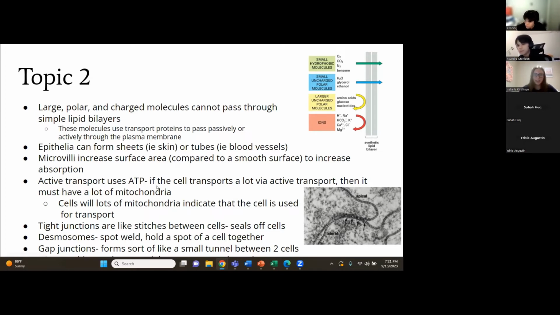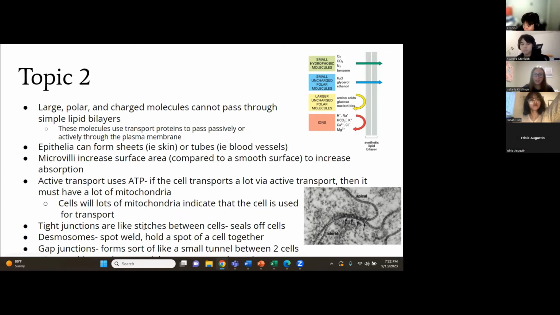Know that microvilli increase surface area compared to a smooth surface, and this increases absorption. Active transport uses ATP, so cells that do a lot of active transport will have a lot of mitochondria because they need the ATP. Put another way, if the cell has a lot of mitochondria, this indicates that it is a transport cell.